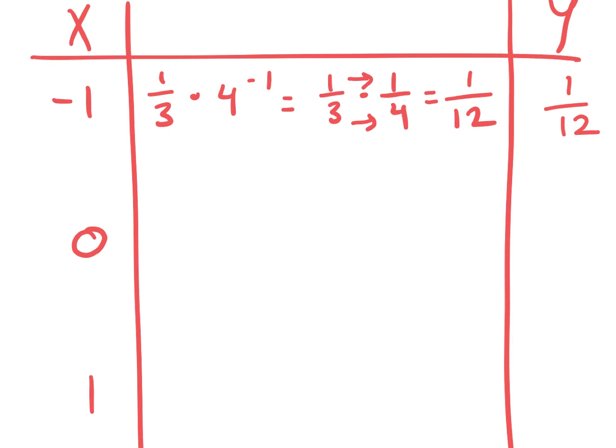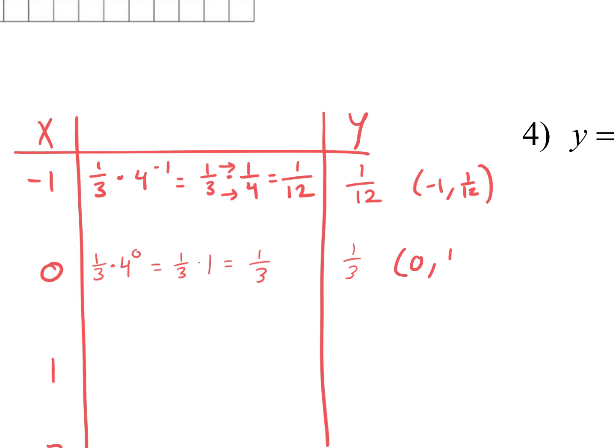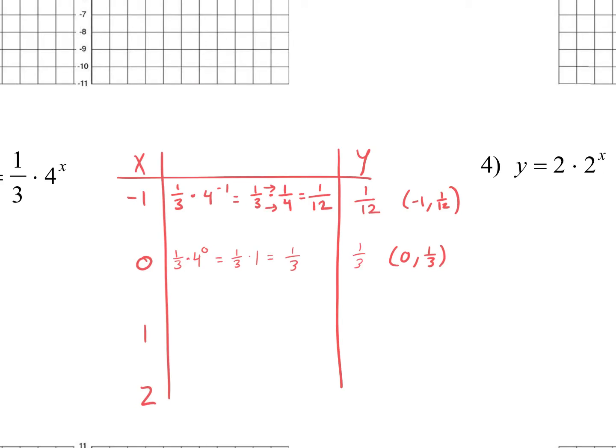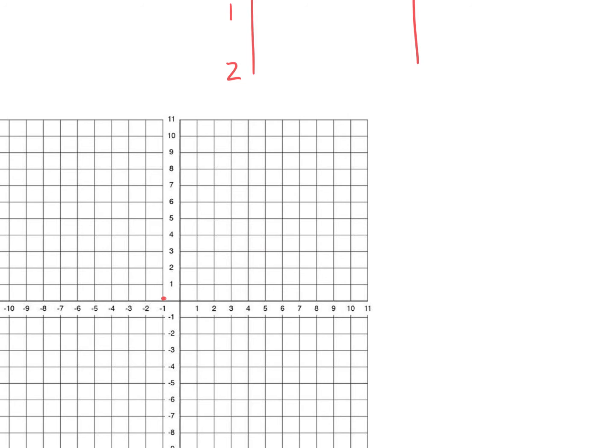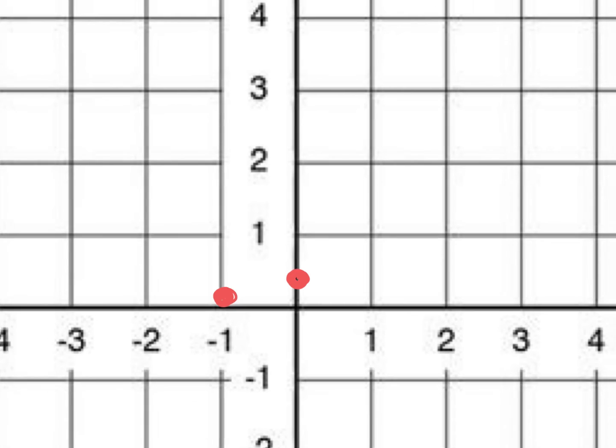Next, we're going to plug in 0. 1/3 times 4 to the power of 0. What is 4 to the power of 0? 1. So 1/3 times 1 is just 1/3. So we plugged in 0 and got 1/3. So we go to our graph. Stay at 0, go up 1/3. So still not that far off the ground.